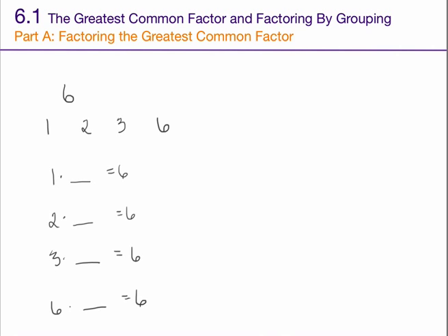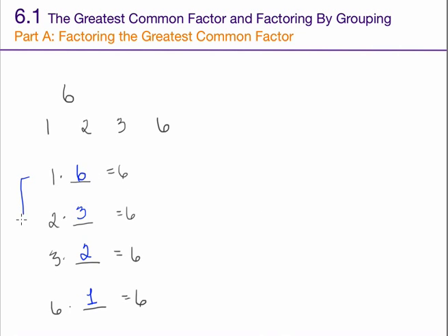What those things are changes with each factor. The thing I have to multiply 1 by to get 6 is 6. I have to multiply 2 by 3 to get 6. 3 needs to be multiplied by 2, and 6 needs to be multiplied by 1 to get 6.